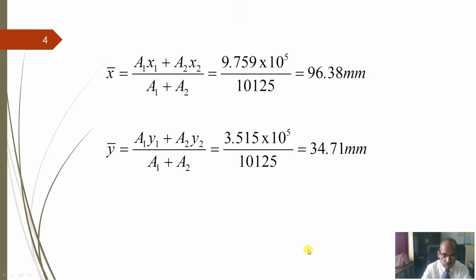And if you substitute the values in this equation, A1 x1 plus A2 x2 divided by A1 plus A2, A1 x1 plus A2 x2 we got 9759 into 10 raised to 5, divided by 10125, the total area. So the x coordinate is 96.38 mm. For the y coordinate, A1 y1 plus A2 y2 divided by A1 plus A2, 3.5 into 10 raised to 5 divided by the same area, since the area remains the same, and hence the coordinate comes to 34.71 mm. So I hope you understand this numerical.